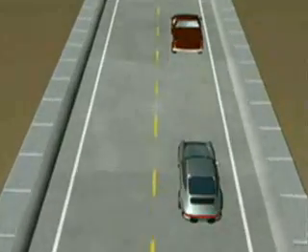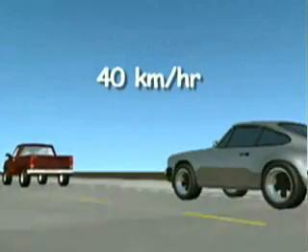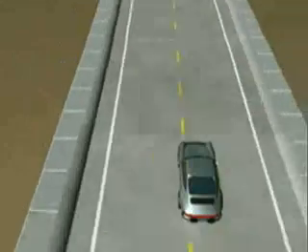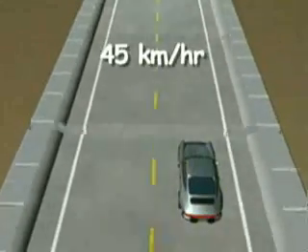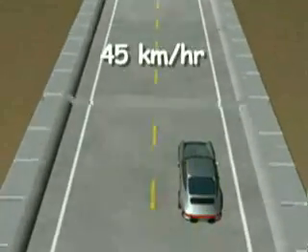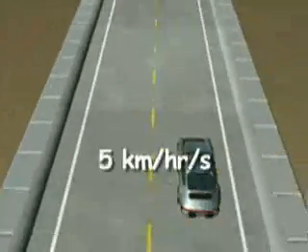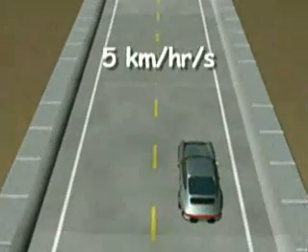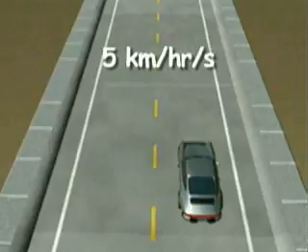Suppose you are in a car traveling at 40 kilometers per hour, and the car accelerates to 45 kilometers per hour over the next second. The acceleration is 5 kilometers per hour per second. Notice that there are two units of time. One is the unit for the velocity of the car, and the second is the time required to accelerate.